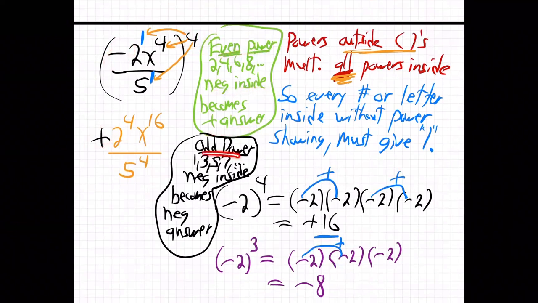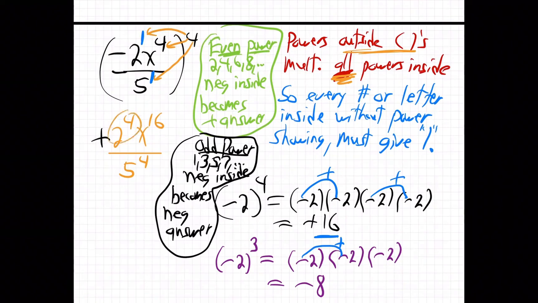But if you have an odd amount, if this was a third power out here, then I'd go, oh, three minuses is going to end up, and I put a negative here. Three minuses would end up negative, wouldn't it? So if you have an odd power, 1, 3, 5, or 7, the negative inside becomes a negative answer, like that.